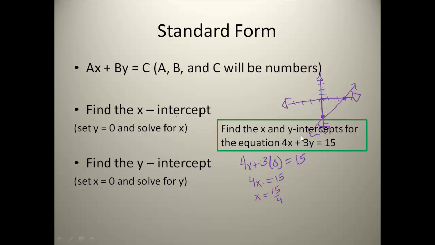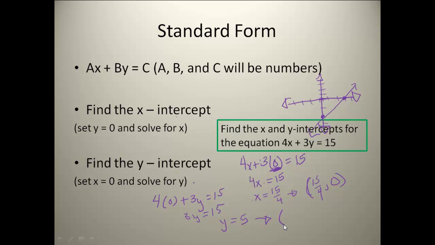Now, it tells you to find the x and y intercepts for this one. This is my x-intercept, so my point would be 15/4 because it tells me that's my x value, comma 0, because I put 0 in for y. Now if I do my y-intercept, I need to set x equal to 0. So I would have 4 times 0 plus 3y equals 15. 4 times 0 is 0, so I have 3y is equal to 15. Divide both sides by 3, and I get y is equal to 5.